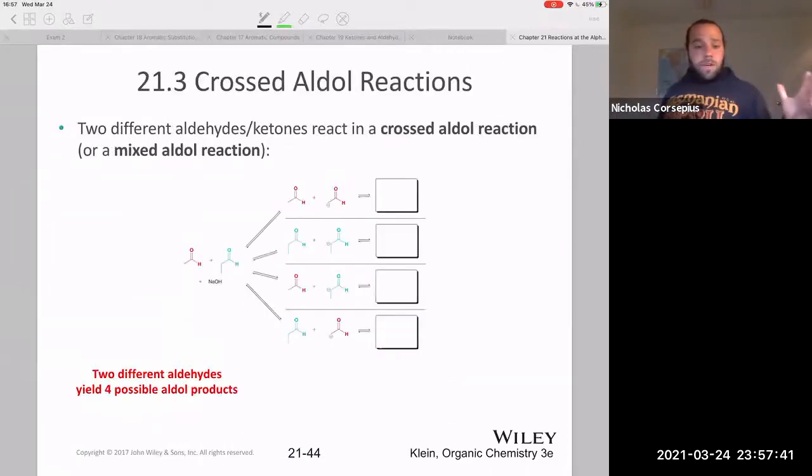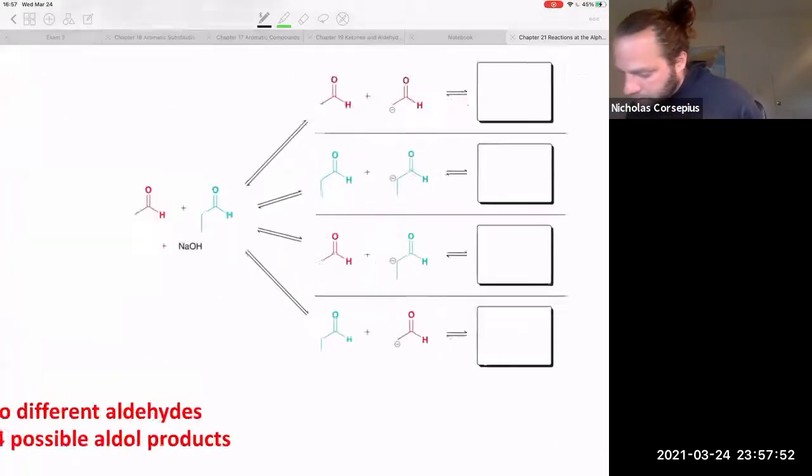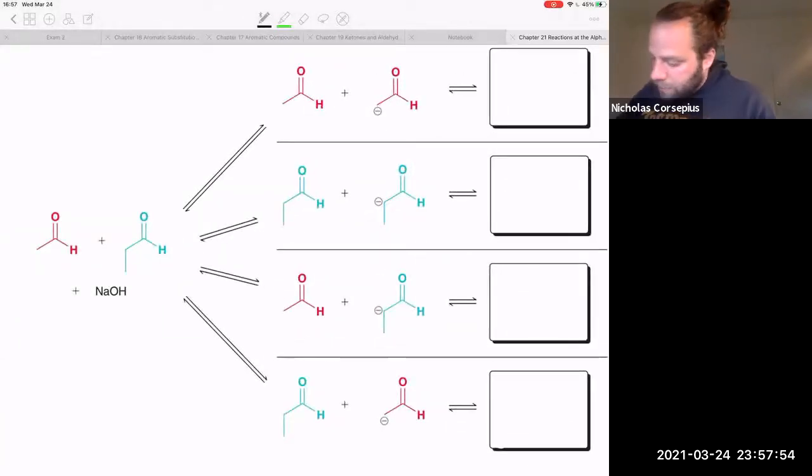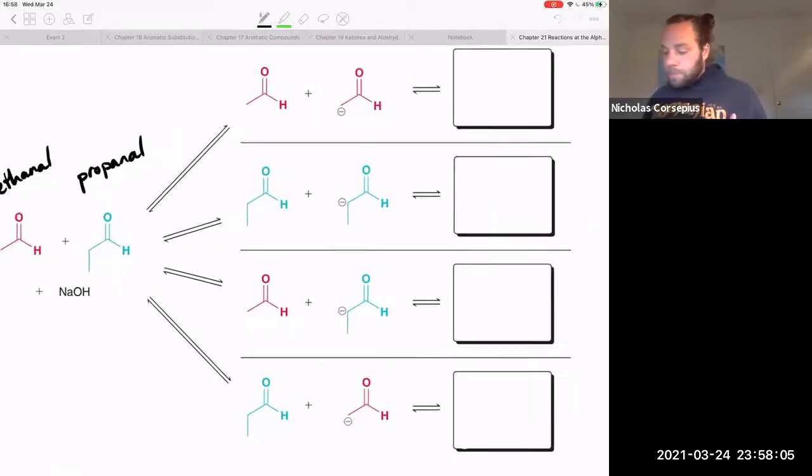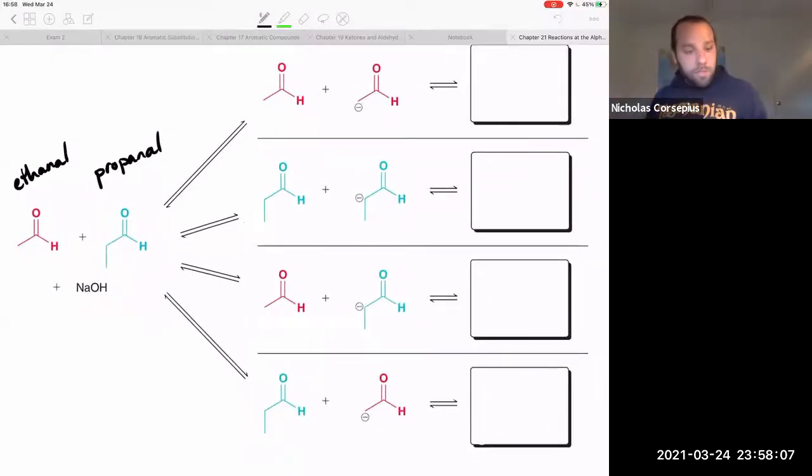All right, so that was talking about reacting a particular type of molecule, for example, butanal with itself. But what if we want a mixed aldol product? What if we want to take this aldehyde over here, ethanal and propanal, and react them with one another? The problem is that if we just toss some sodium hydroxide and water in here, you're going to get a mixture of 4 different products.